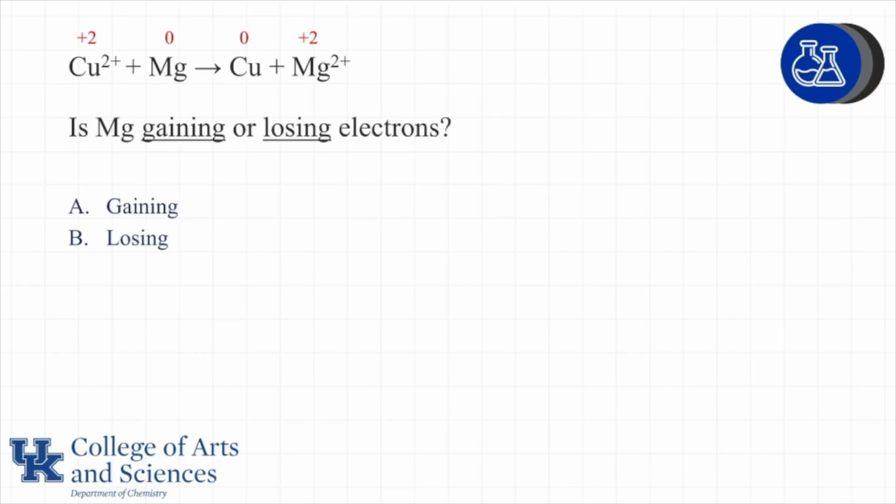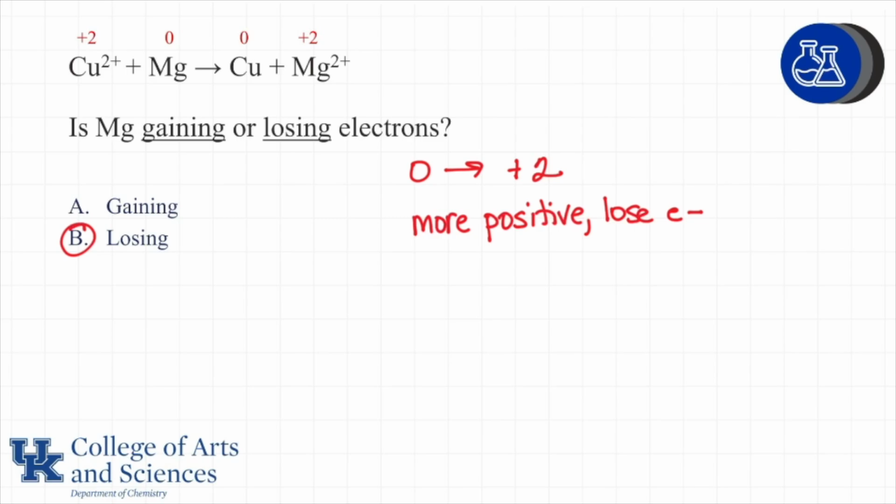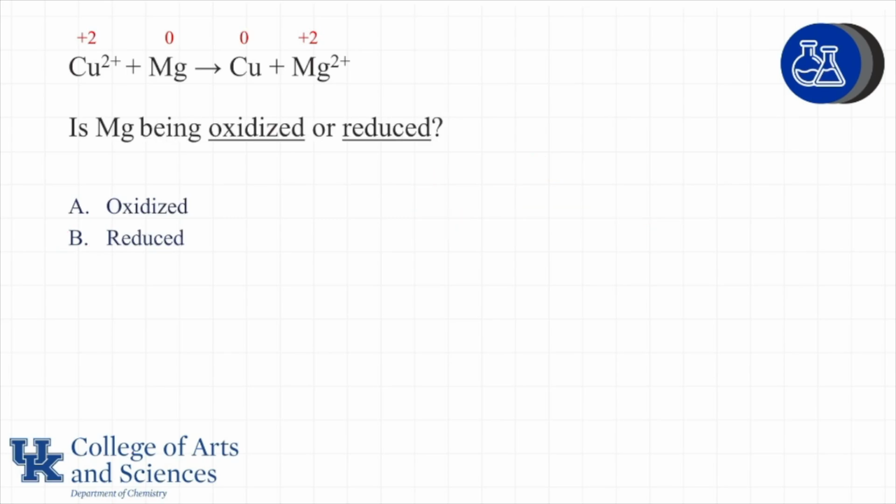Is magnesium gaining or losing electrons? We're going from 0 to +2 oxidation number. It is a more positive value, so it's increasing, therefore we are losing electrons. Is magnesium being oxidized or reduced? We've already determined that magnesium is losing electrons, therefore it is undergoing oxidation. The copper is being reduced, the magnesium is being oxidized.